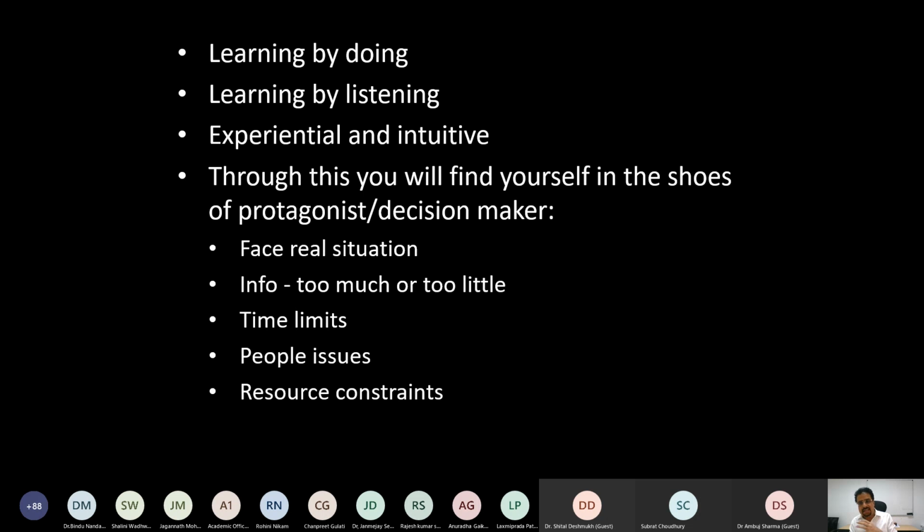The characteristics of a case are that it may have a lot of information, or it may have too little information. There are time constraints, resource constraints, people issues, dilemmas, and decision making. All those things make a case as far as management education is concerned. Cases are mostly used in management education.